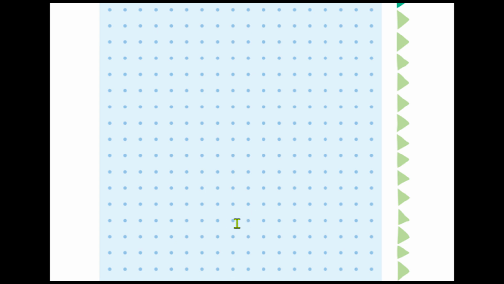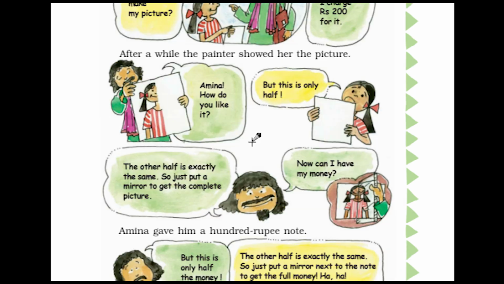Now, why are we playing with these shapes on grid, children? So that you will understand the shapes and the symmetry. Symmetry means when we divide the picture from the center, they are equal on both sides. So the symmetry you have to understand, and that is why these patterns are being made on the dots. Okay. Tit for tat. Let's read the story.